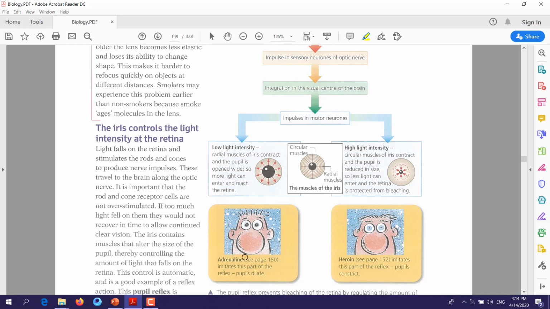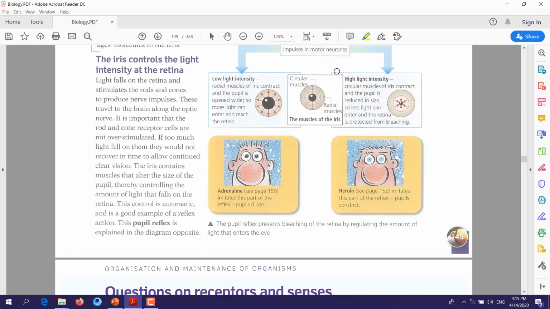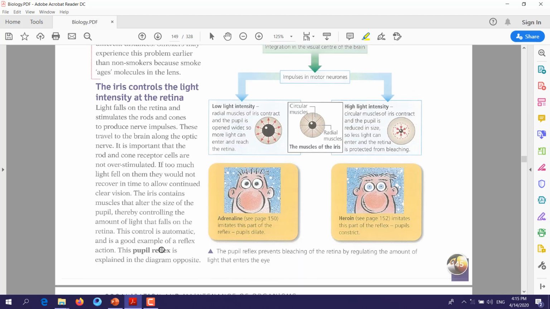Here are also other pictures. They show how the size of the pupil changes depending on some drugs and hormones. For example, adrenaline imitates this part of the reflex: the pupil dilates. Heroin imitates this part of the reflex: the pupil constricts. This whole process we call the pupil reflex.